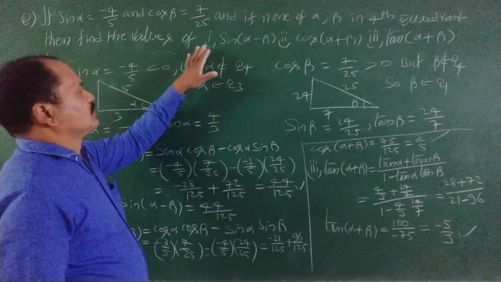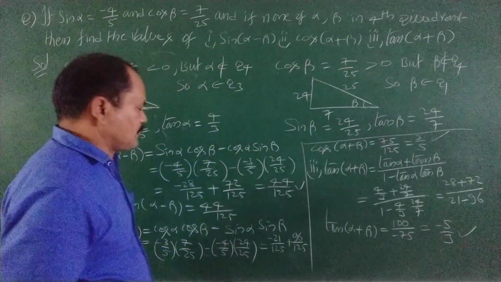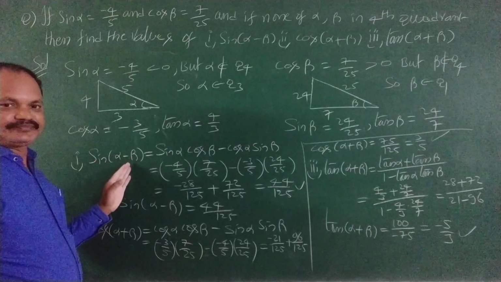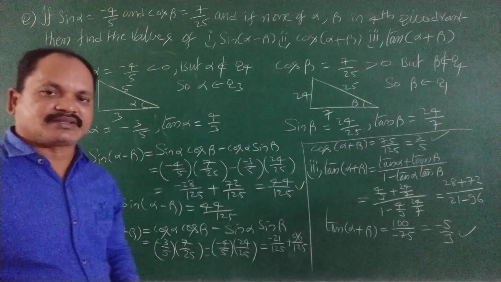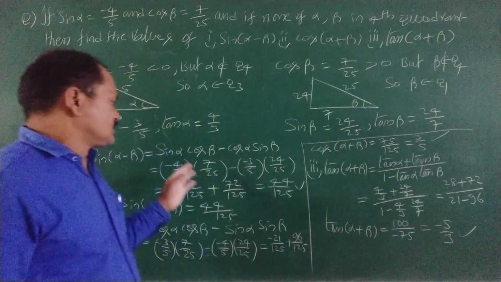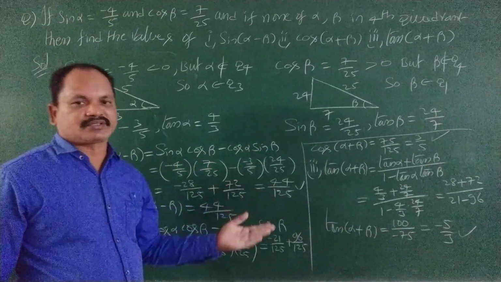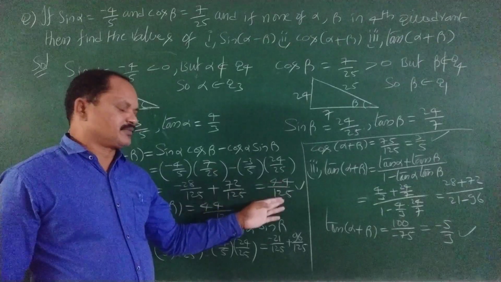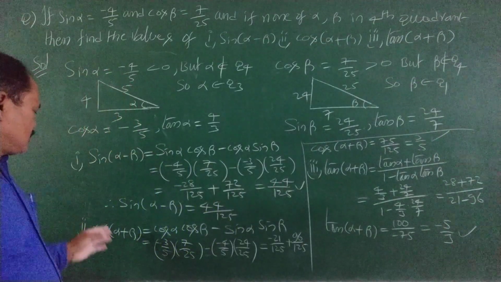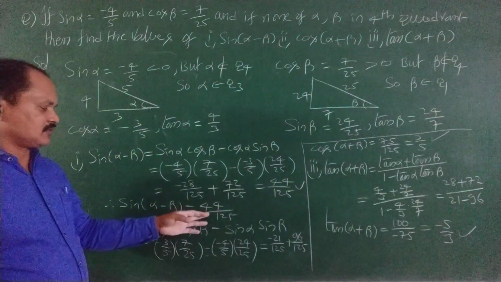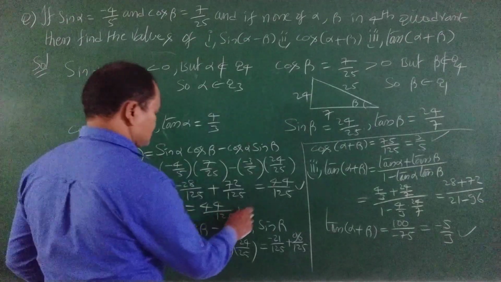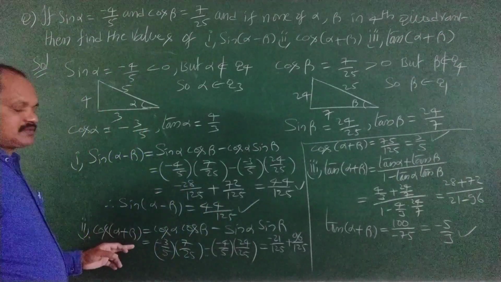Now we have to find the first, second, third. The first expansion is sin(alpha-beta). We know the sine expansion, sin(alpha-beta) is nothing but sin alpha cos beta minus cos alpha sin beta. So like that we have to simplify this. After simplification, 44 by 125. That's all. Sin(alpha-beta) is equal to 44 by 125. That is the answer.